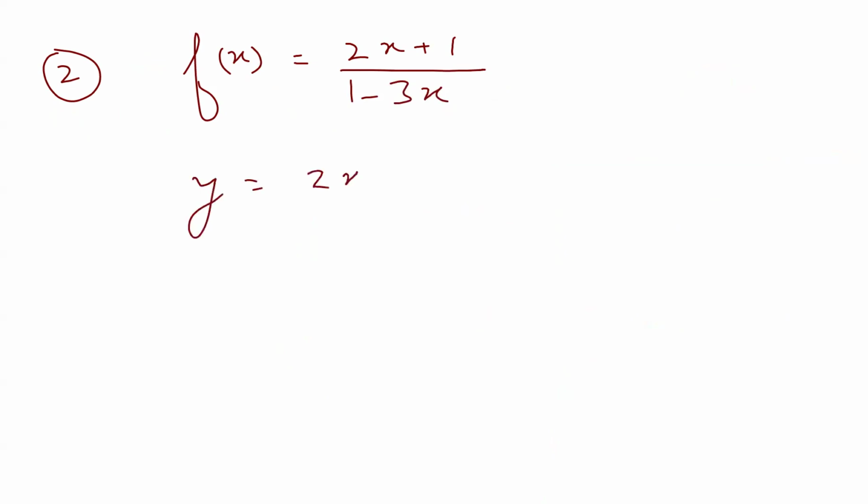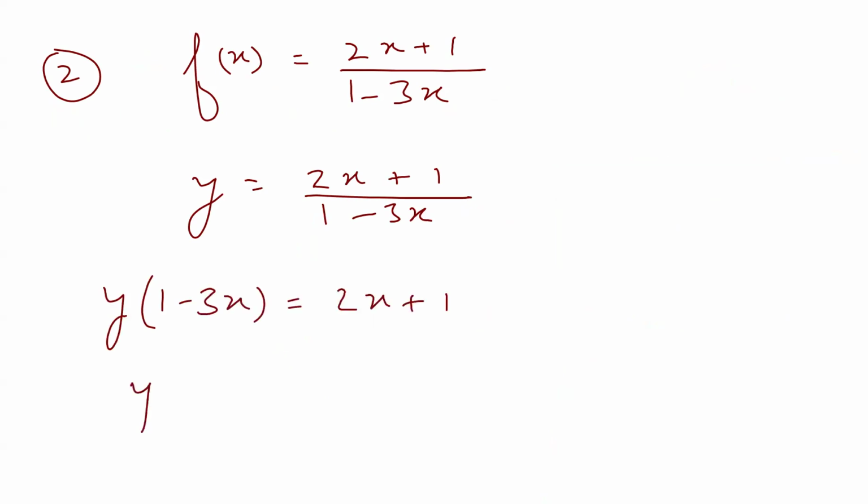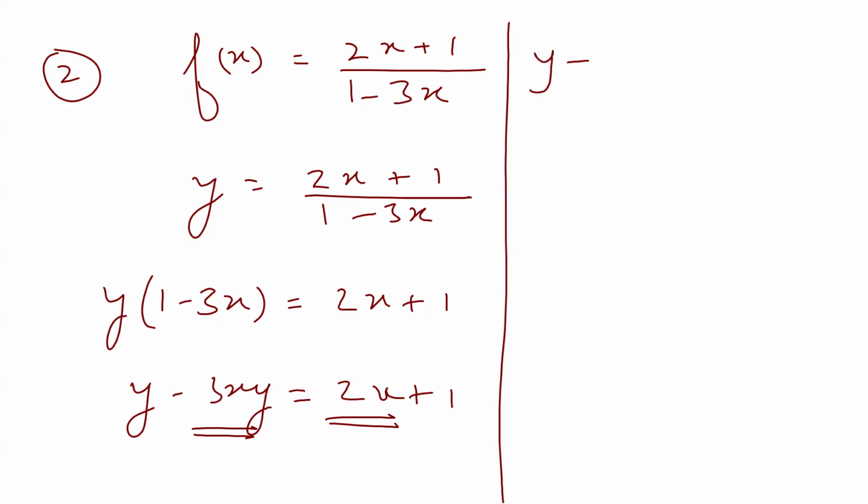Question number 2. F of x is equal to 2x plus 1 upon 1 minus 3x. So y is equal to 2x plus 1 upon 1 minus 3x. Okay, y in terms of x, let us get x in terms of y. Y times 1 minus 3x is equal to 2x plus 1. Y minus 3xy is equal to 2x plus 1. Now we have to write x in terms of y. So group all x terms together, and non-x terms you separate it.